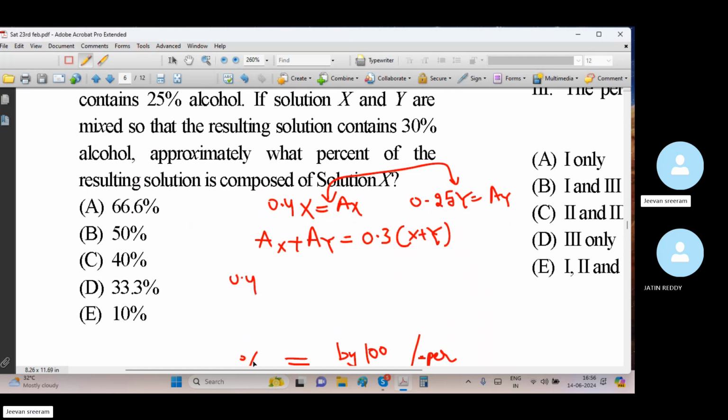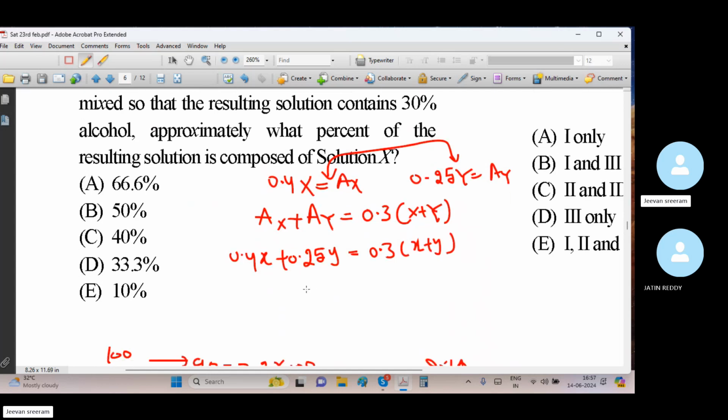0.4x plus 0.25y is equal to 0.3x plus y. Can you see this equation, buddy? How have I got this?